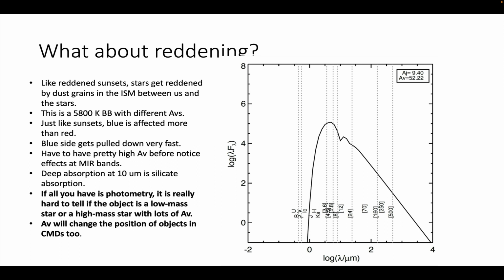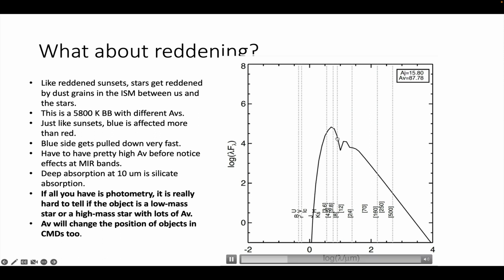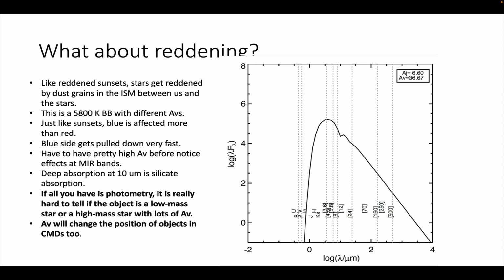Look at how the SED changes as I crank up the extinction. The blue side of the SED gets pulled down really fast. Boom! It gets pulled down really fast. And it takes much more reddening to pull down the rest of it. That big notch, that's an absorption line. That's a silicate absorption line. It's a big honkin' 10 micron absorption line from silicates in the dust.